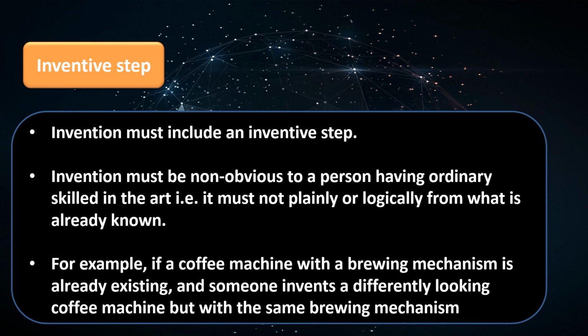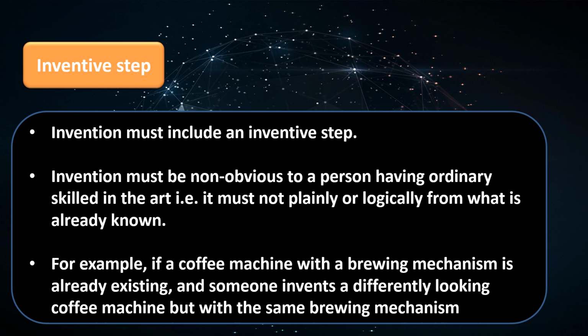Now, this is an example of a coffee machine. Imagine that a coffee machine already exists, which is using a brewing mechanism. Now, someone else makes another coffee machine which looks different from the outside, but follows the same brewing mechanism which was there in the earlier coffee machine. They have just changed the outer appearance of it.